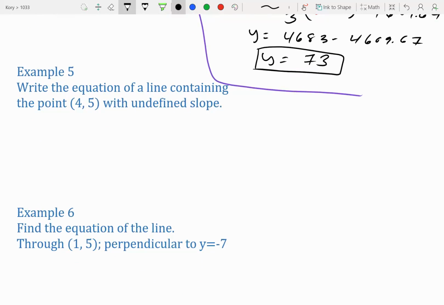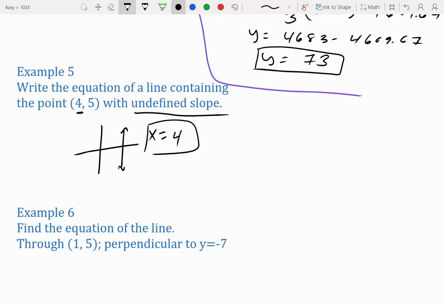Example 5. Write the equation of the line containing the point 4,5 with undefined slope. So undefined slope, that's the straight up and down, that's a vertical line, which is x equals. So what does x equal in the equation? 4. There we go.